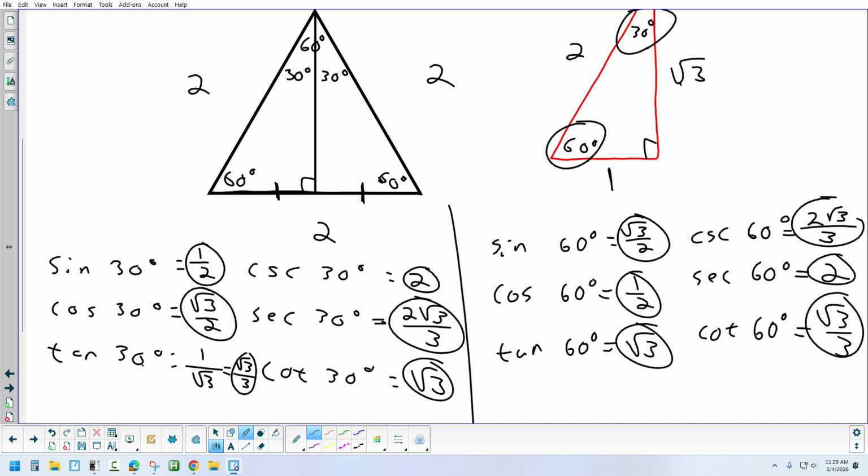So if you look at the 12 answers we got between the two problems, they're all the same numbers in the problem on the left and the problem on the right. They just appear in different spots because opposite and adjacent switch places.